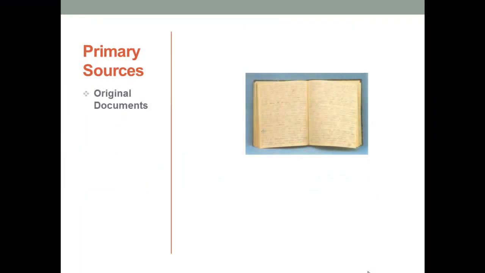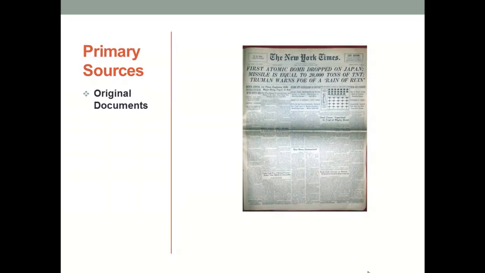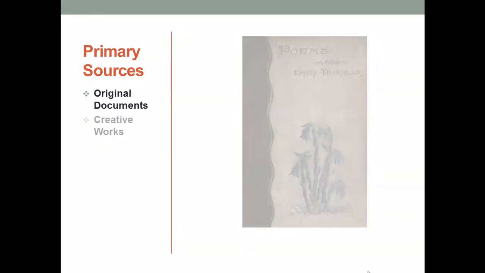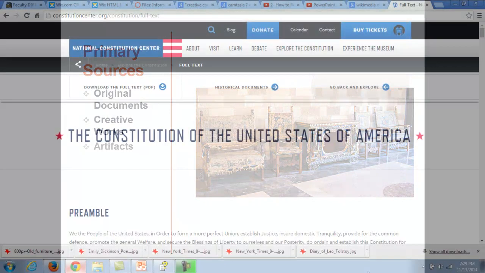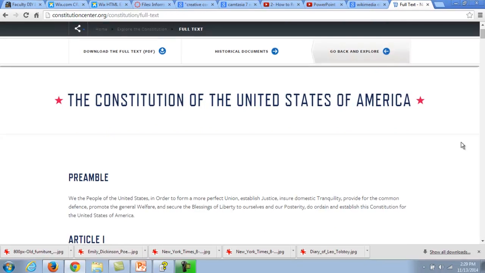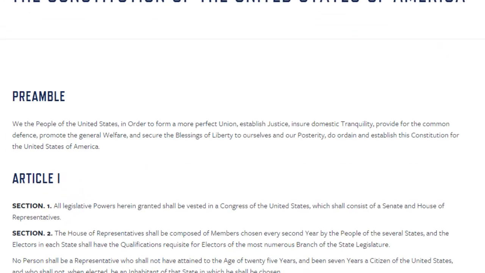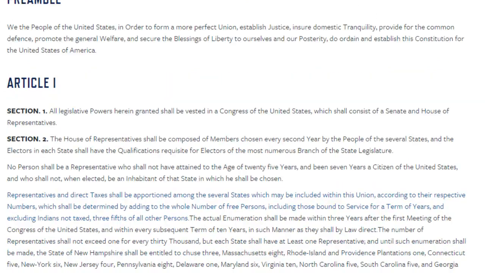Primary sources include original documents like diaries, speeches, news footage, and autobiographies, creative works like poetry, drama, novels, and music, and artifacts like clothing, pottery, or buildings. Specific examples include this website containing the original text of the U.S. Constitution. Even though this website didn't exist at the writing of the Constitution, the text represented is the original text and is considered a primary source.